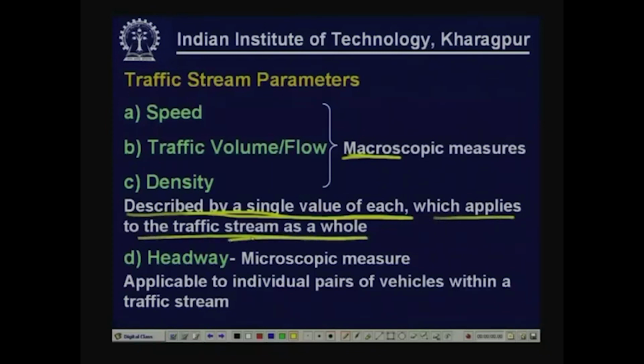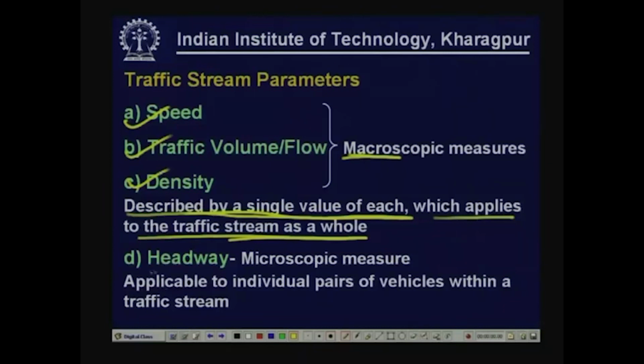So, for the whole traffic stream, there is a single value. The macroscopic measures are speed, traffic volume or flow, and density. For the whole traffic stream, we try to define a single value of speed, a single value of flow and a single value of density, and that is why we call them macroscopic measures. That means they are described by a single value of each, which applies to the whole traffic stream.